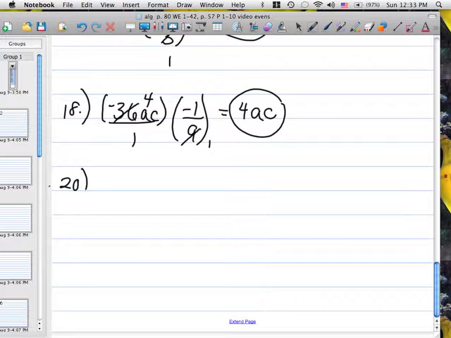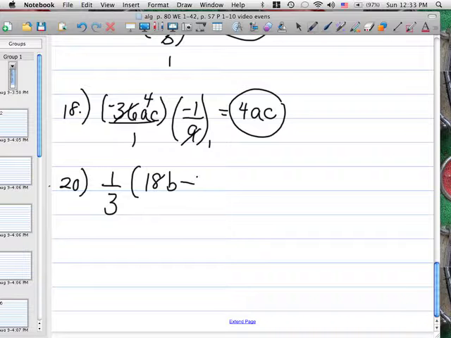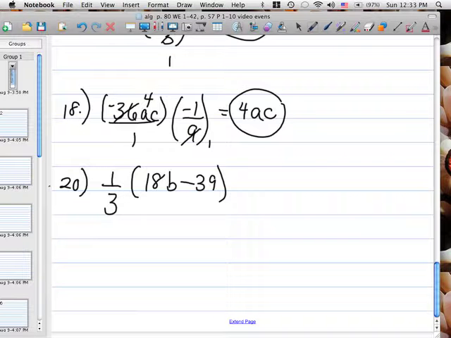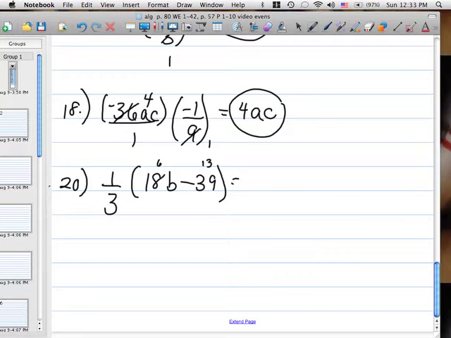Problem number 20, I have 1/3 times the quantity 18B minus 39. Now, I wouldn't show the canceling. If you need to write the number above, that's fine, but 3 goes into 18, 6, and 3 goes into 39, 13. So it's going to come out 6B minus 13.